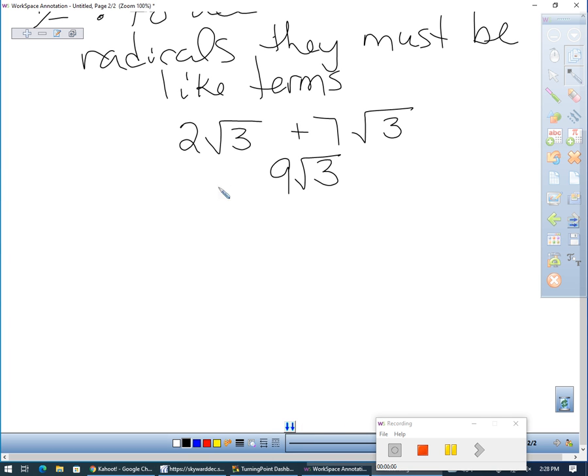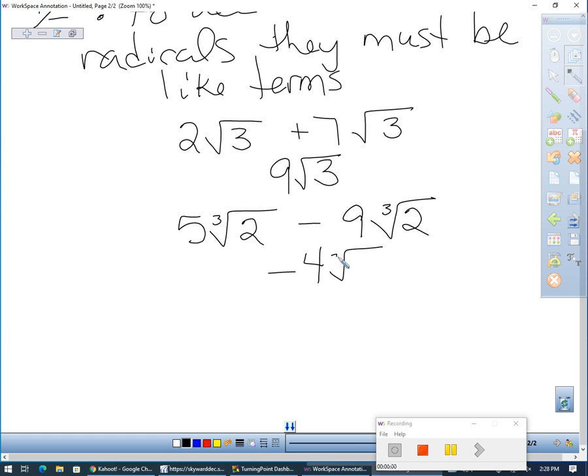If I have 5 cube root 2 minus 9 cube root 2. Again, those are exactly the same. The label's the same. They're like terms, so there's negative 4 cube root 2. Okay? So that's what we're going to start with in our homework.